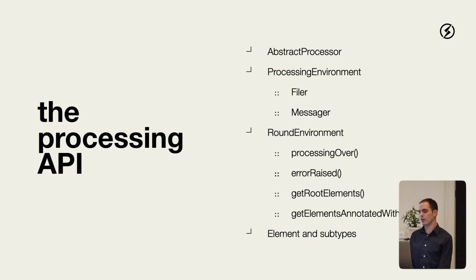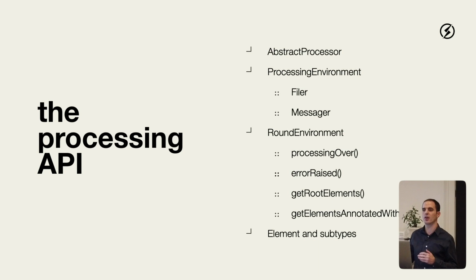And the second very important object is the round environment. This is created and passed to you in every round of the annotation processing, sorry. There are two Boolean methods which signal whether the processing will be over in this round or whether an error was raised in the previous round. Also, you will get the root elements. This means these are the types that have those annotations that you're interested in on them. And you can also get the types or classes which have some annotations on them.